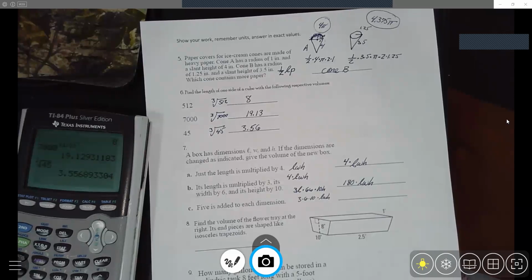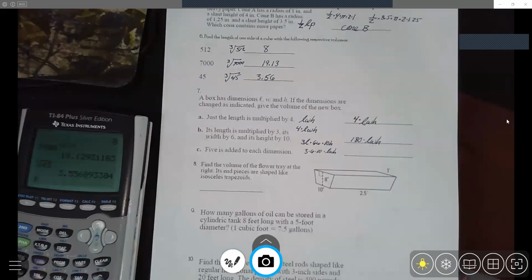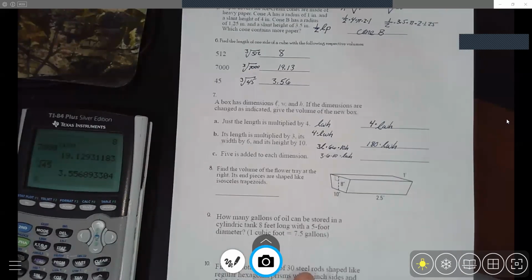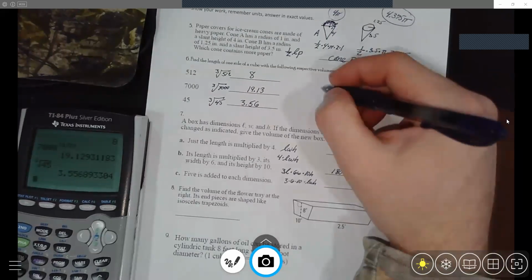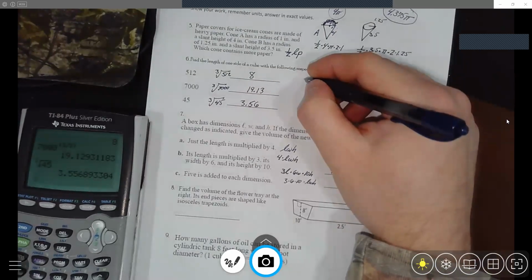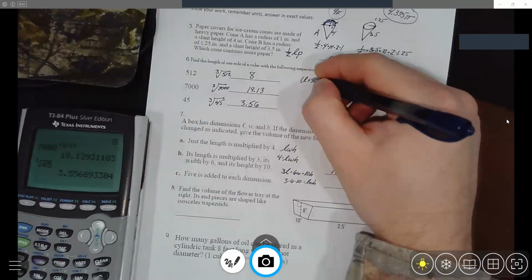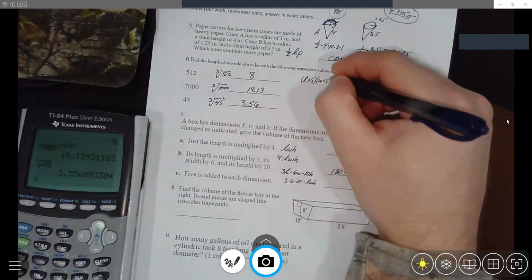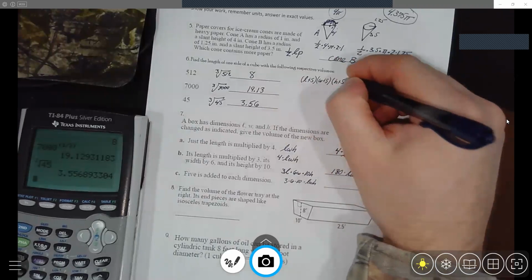And then 5 is added to each dimension. This is the messy one, right? So I probably should have given more room. I'm going to actually use this room up here. So 5 is added to each dimension. L plus 5, W plus 5, H plus 5.